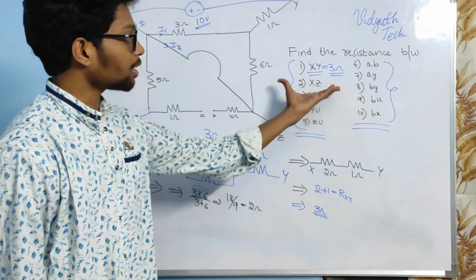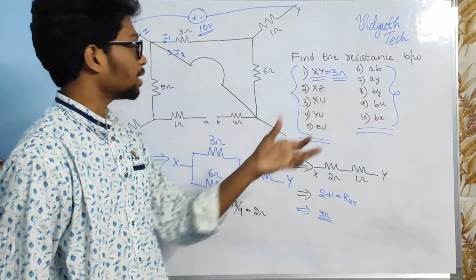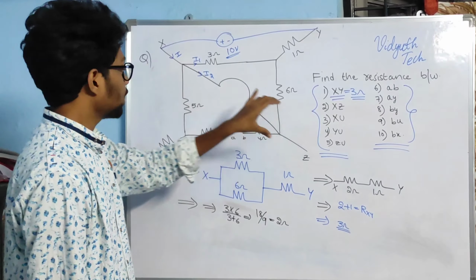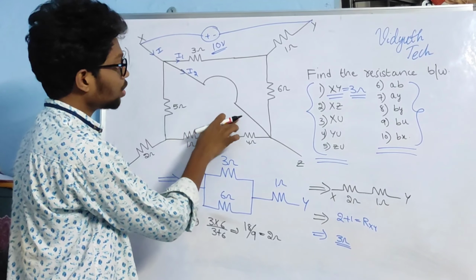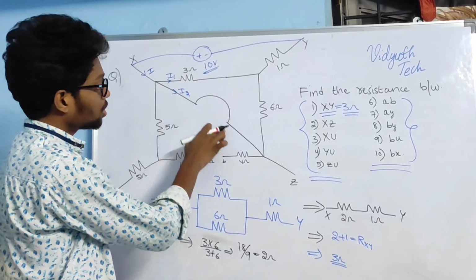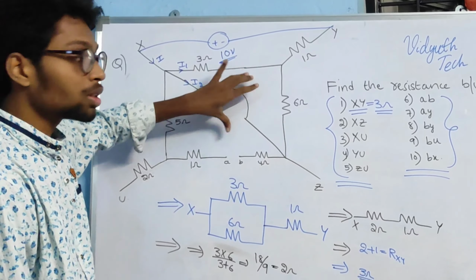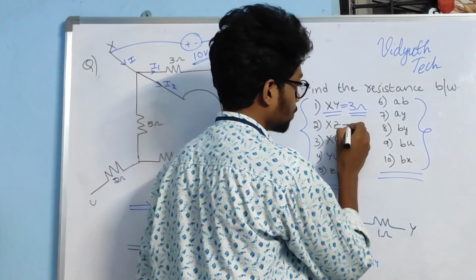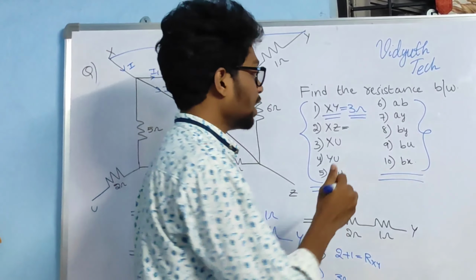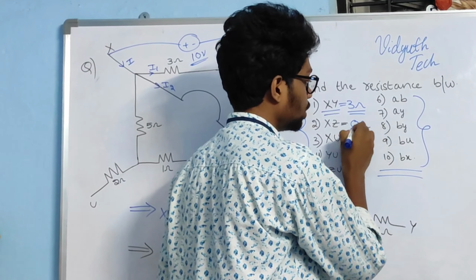Friends, if you consider resistance between XZ terminals, here you can see X terminal, here you can see Z terminal. Here you can see the closed path, friends. Short circuit path. So equivalent resistance will be of 0 ohms. Whenever short circuit takes place, equivalent resistance will be of 0 ohms.